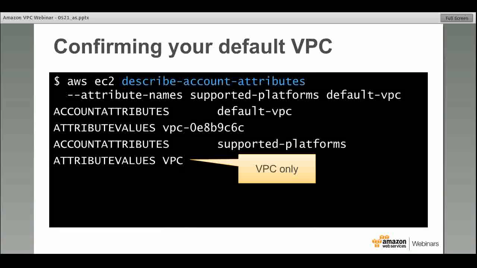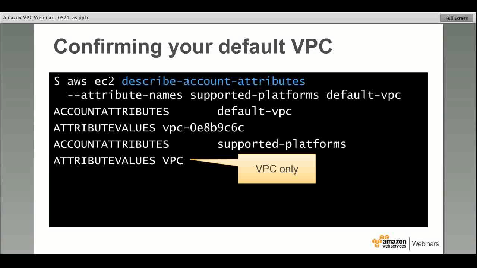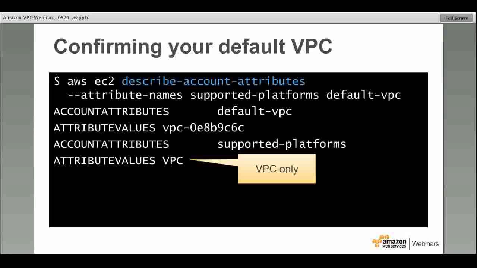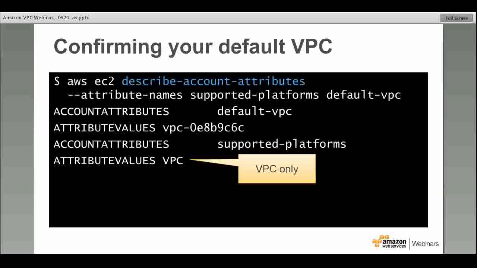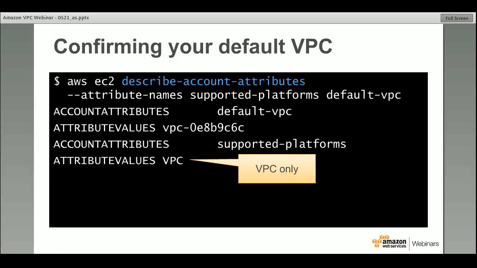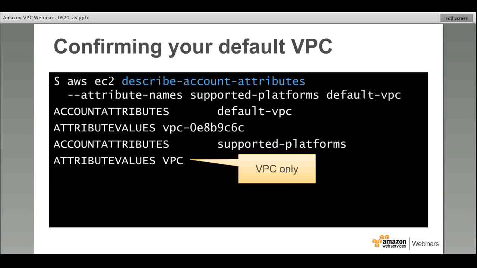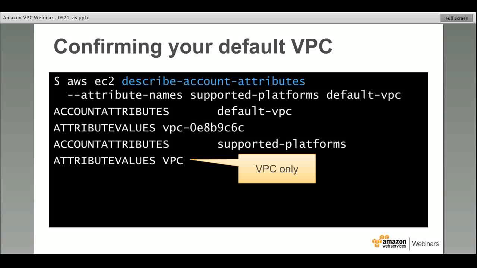If you want to confirm and double check that your account supports default VPC, it's simple to do through the AWS CLI, and I'm showing on the screen here how you can do that. Throughout the day, I'll be showing a number of CLI commands. In fact, almost everything that I talk about today, I'm going to provide the commands that you can use to use the feature or confirm use of the feature. So in this case, when we use the describe account attributes command line tool, we can see that we have a default VPC. That's the VPC ID that you see there, and the supported platforms value shows VPC, which indicates it's a VPC-only account.